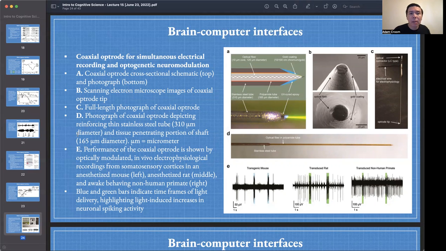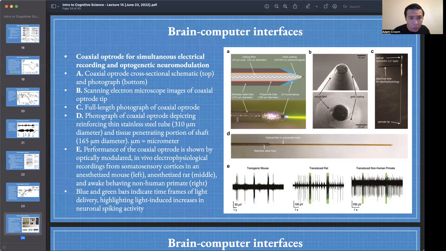So here we see a coaxial optrode for simultaneous electrical recording and optogenetic neuromodulation. On the top here, we have a schematic of the coaxial optrode. So this is just a schematic diagram, and we see that this is the optical fiber, this is the stainless steel tube, and here's the gold coating. So that's what's provided in A as a schematic.